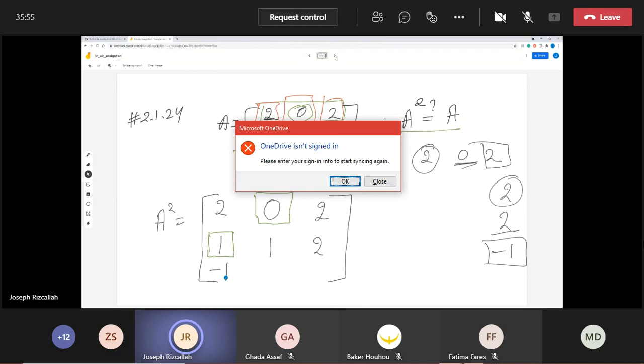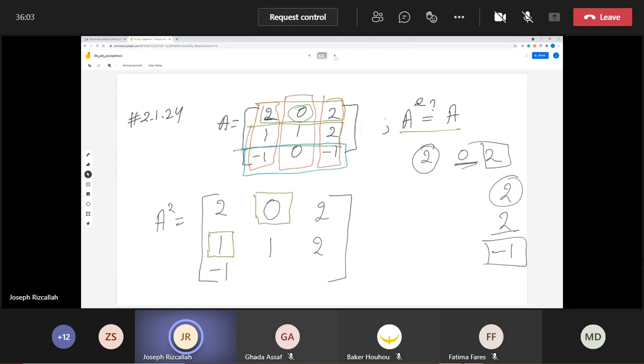And then for the 3-2 entry, I have to use again this row, the one in blue, and the middle column, right? So you get minus 1 times 0, 0, plus 0 times 1, 0, plus minus 1 times 0, 0. So everything is 0. All right, so the sum will also be 0.